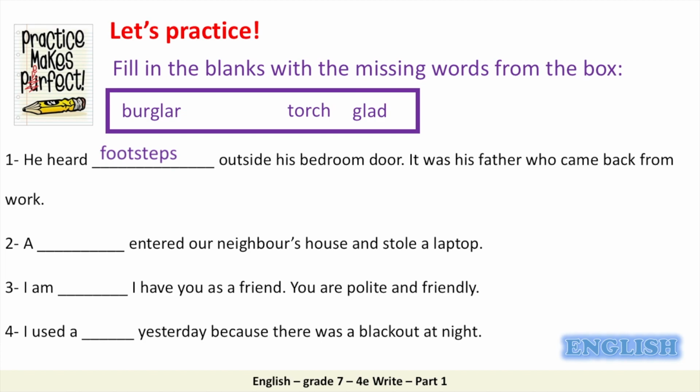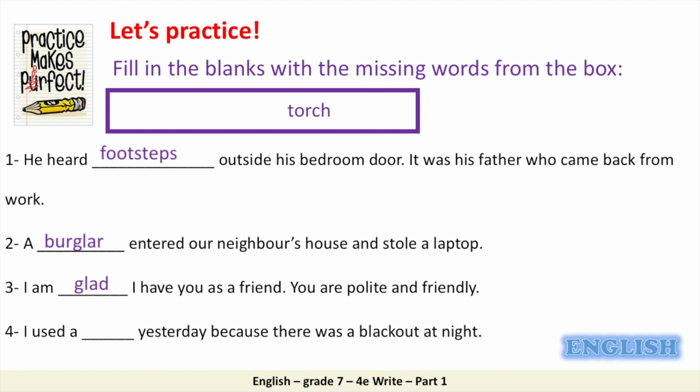Okay, let's see how well you did in this exercise. Sentence number 2. A blank entered our neighbor's house and stole a laptop. What do we call a person who enters homes without permission and steals things? Excellent. A burglar entered our neighbor's house and stole a laptop. Sentence number 3. I blank have you as a friend. You are polite and friendly. It's great to have a friendly and polite friend. I'm glad I have you as a friend.